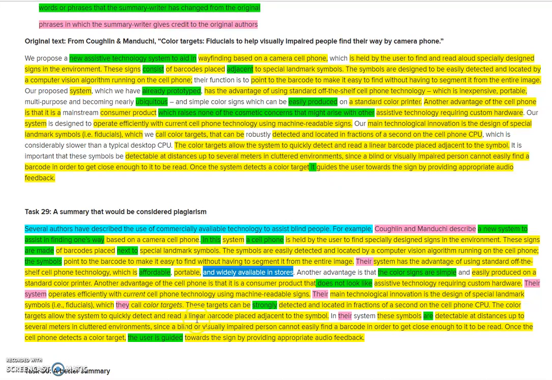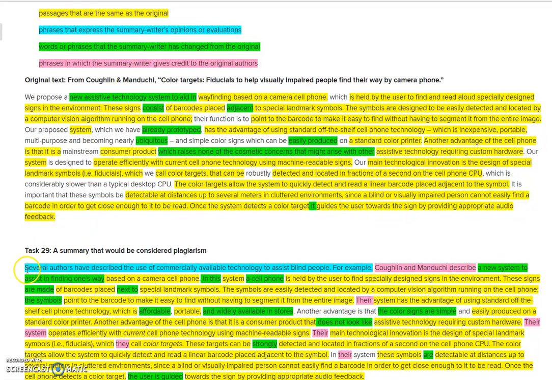Okay. Now, you'll see some blue here. This is where the summary writer has given their own opinion. So several authors have described the use of commercially available technology to assist blind people, for example. So clearly that's not something that these authors said about their own work. It's somebody else talking about their work. And so that should be blue.